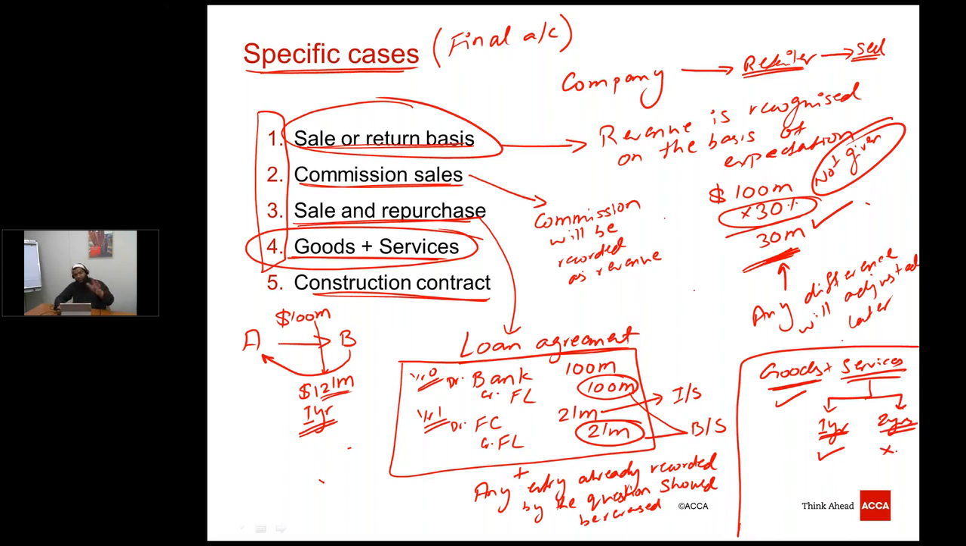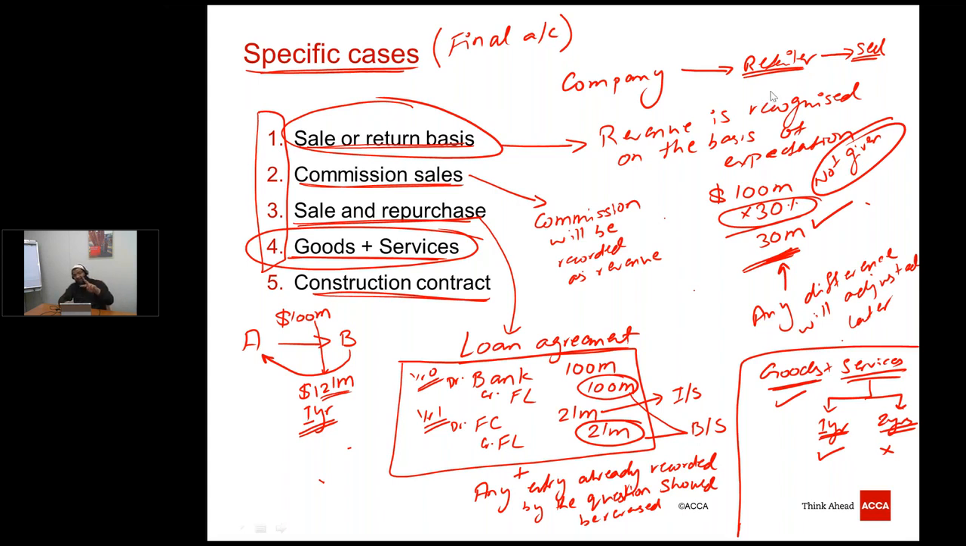So the goods, revenue recorded. For the 3 year service, revenue is recorded for 1 year, and the remaining 2 years are actually an unearned income for us. We have received the amount, but we haven't earned that. So this is going to be an unearned income for 2 years.